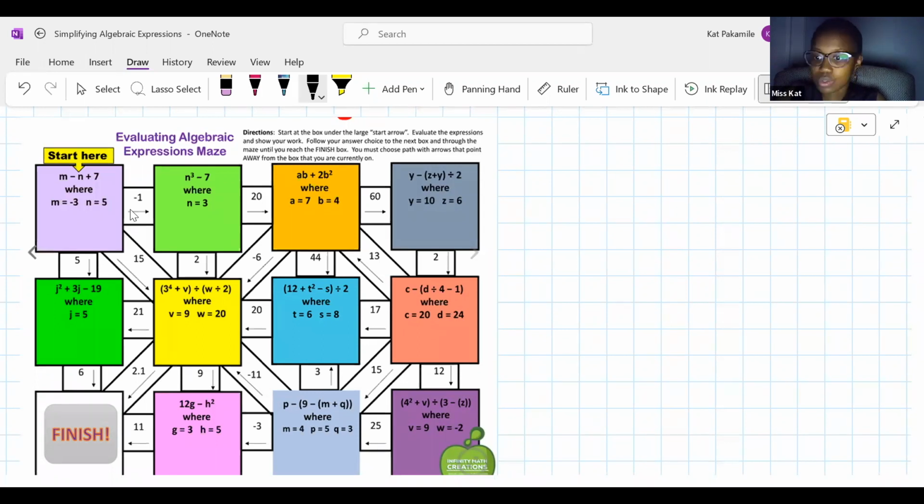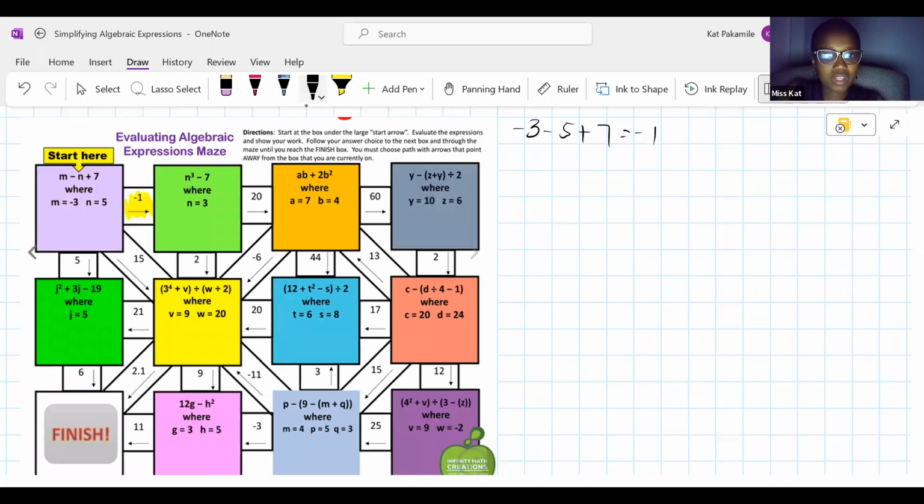Answer for the first one. Anybody? Somebody? Oh, Nosisa says -1. Let's see. M minus N plus 7. So it's -3 minus 5 plus 7. -3 minus 5 is -8. It's -1. We are moving right. Green block. Yes, Zukanye. Let's go to the green block. Let's see who's going to work that out the quickest. Green block.